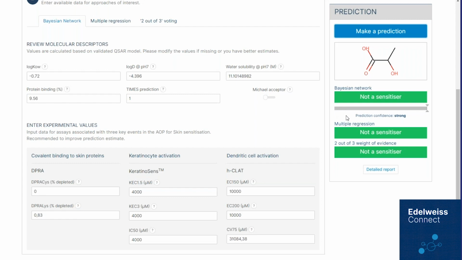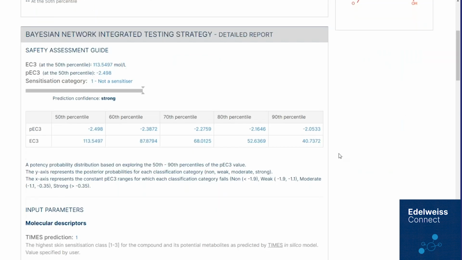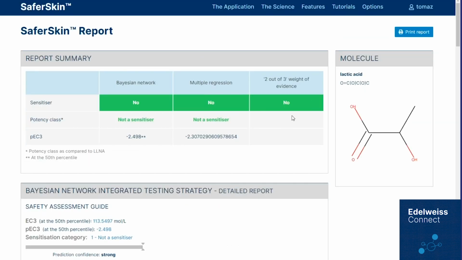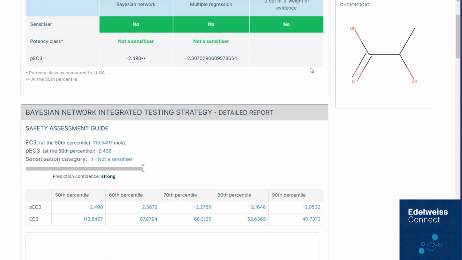And we can have a look in the detailed report. Here at the top, we see a more detailed comparison of three predictive models. First, how they classify the compound as sensitizer or non-sensitizer, then to which potency class it belongs, and then which EC3 value is predicted. And note that majority voting is not designed to predict potency class or EC3 value. Down we can see the detailed report for the Bayesian network approach.